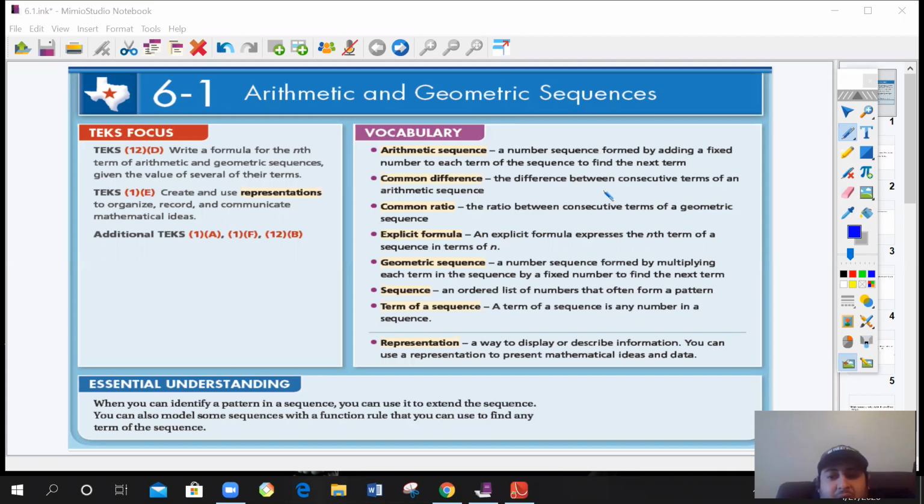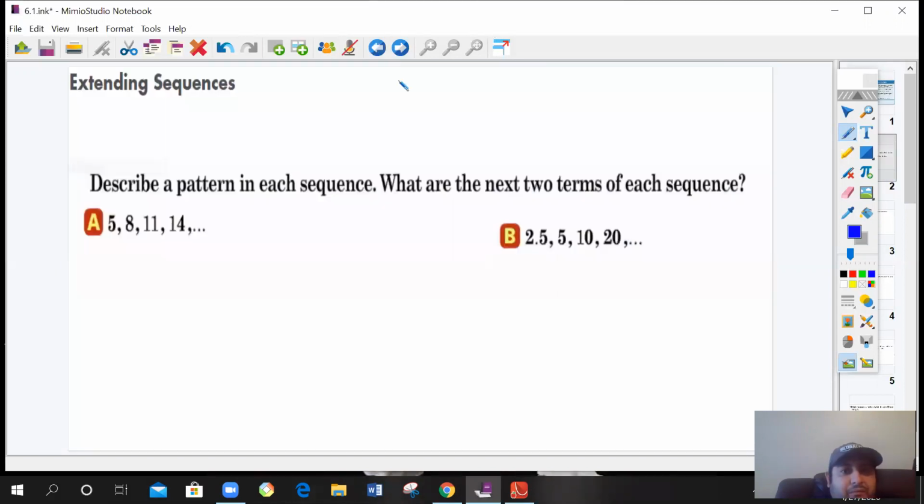Okay, our vocabulary words for this lesson are arithmetic sequence, common difference, common ratio, explicit formula, geometric sequences, term of a sequence, and representation. Now, some of this information you may already have learned in elementary or early middle school, but now you're going to be learning a little bit of extra information about sequences. All right, so let's go ahead and practice these problems.